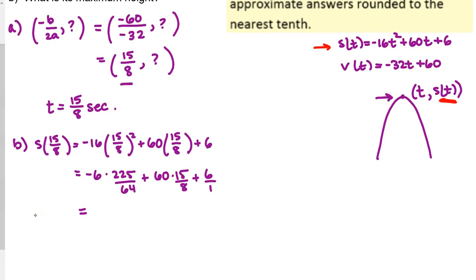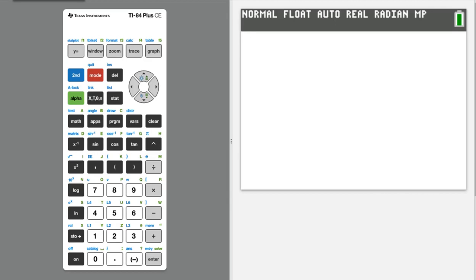I would actually not spend a lot of time doing this part by hand because the calculator can do all this fraction work for you. So let's review how to do that. And by the way, let's be clear that I'm not saying that it's not important to be able to do fractions yourself. I'm just saying it's good to choose an appropriate tool for the time being. At times you should do things on your own, but at other times it's important just to know when to grab your tool. So we have negative 16 times 15 eighths squared plus 60 times 15 eighths plus 6.